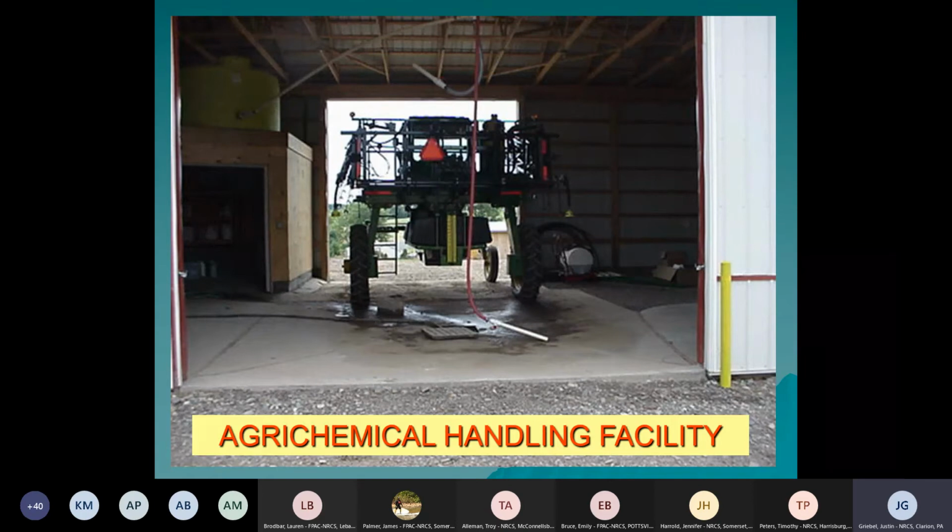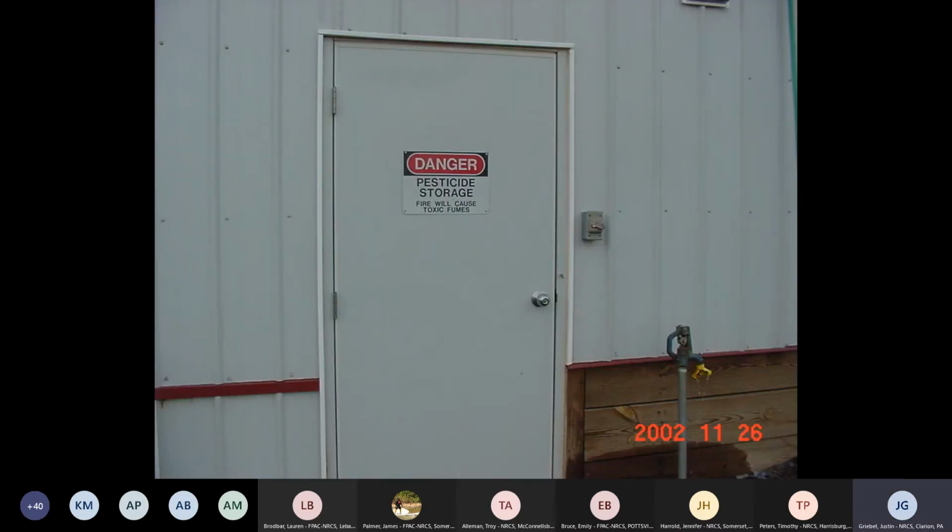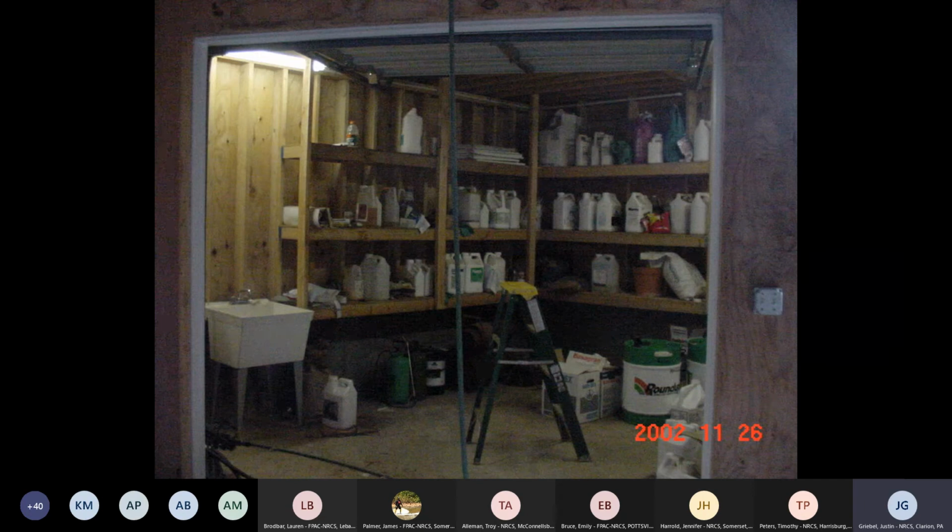Agrochemical handling facility. We build these to allow the farmers to handle their chemicals in a controlled environment. If they spill something, we can contain it within the floor area of this building. And we also install eye wash stations. So if there's an accident, they can safely get cleaned up. We always have to advertise on the side of the door what is inside the building so that people know it's not anybody's welcome into that facility because there's chemicals in it.